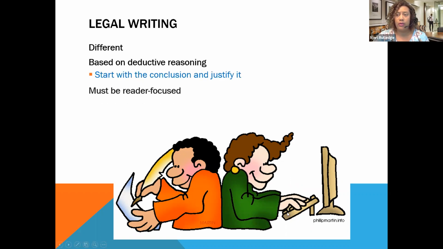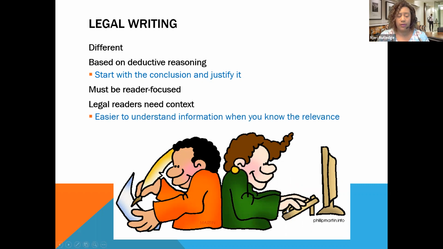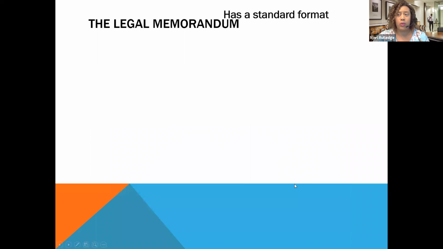So as we may recall, legal writing is very different because it's based on the whole deductive reasoning model, where you have to start with your conclusion and justify it, which is why CREAC fits so well, right? Because you start with your conclusion and your goal is to validate or support that conclusion. Good legal writing is focused on the reader. It's not about making things easier for yourself as the writer, but making sure the reader is having an easy time getting through your analysis. Legal readers need context. It's so much easier to understand information when you know the relevance of the context, which is why CREAC works so well.